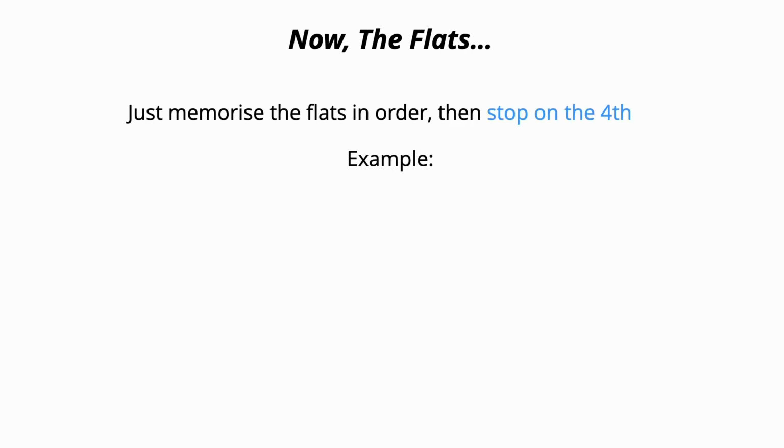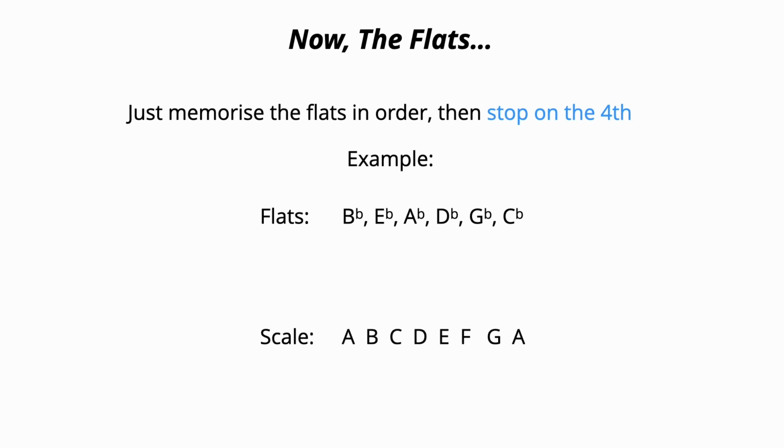Here's an example. Our pattern of flats are B, E, A, D, G, C, all flat. If we figure out a scale, like the A flat major scale, we simply count through these notes, stopping when we get to the 4th of the scale. So B flat, E flat, A flat, D flat. D happens to be our 4th. So if we then put the flats in the scale, B flat, E flat, A flat, and D flat, making sure we get both A flats, the first and the last, we're left with the A flat major scale.